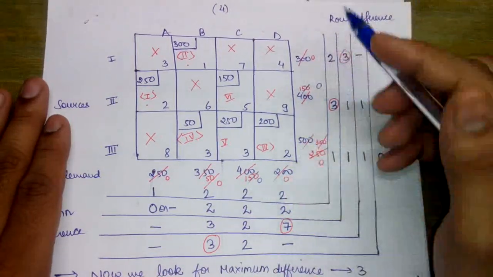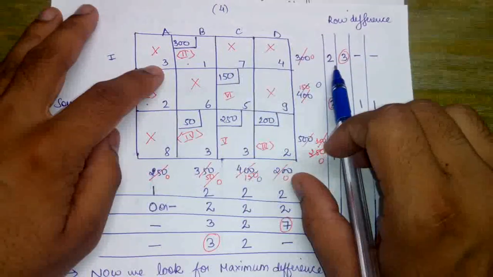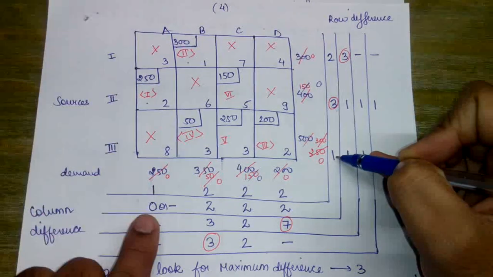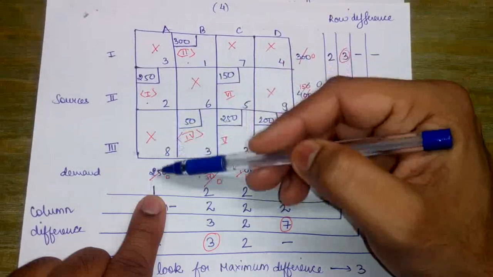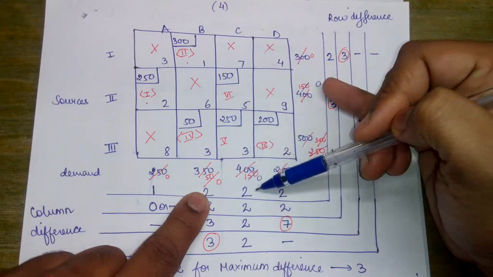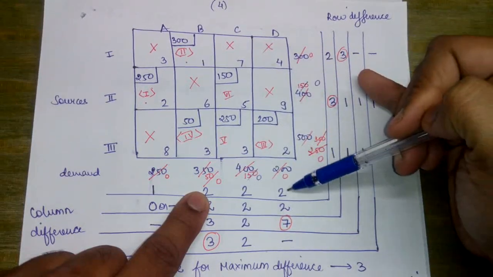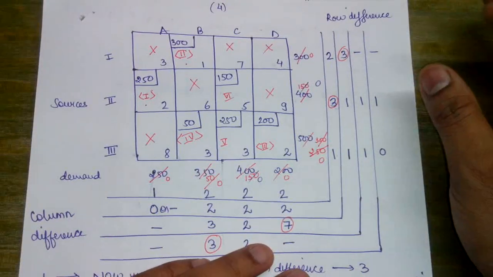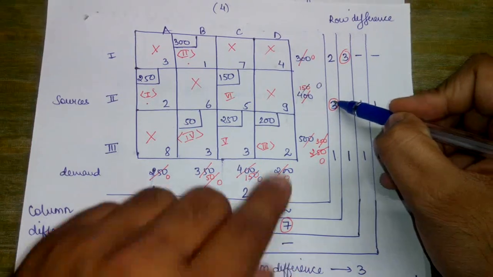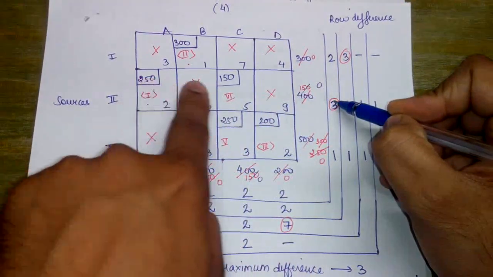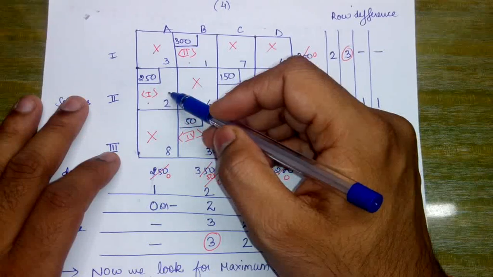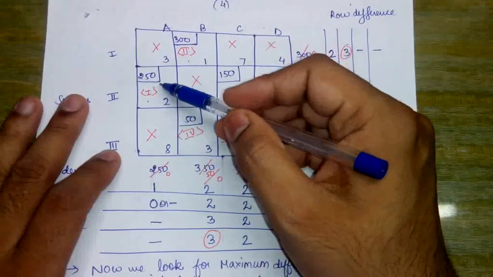So the first row difference is 2, second row difference is 3, third row difference is 1, first column difference, that is the difference between 3 and 2, is 1, between 1 and 3 is 2, between 5 and 3 is 2, between 2 and 4 is 2. So we would find out the largest difference first. So the largest difference is 3. Now corresponding to this largest difference, which cell is having the minimum cost? So this is the cell which is having the minimum cost. So we will start our allocation from this cell.